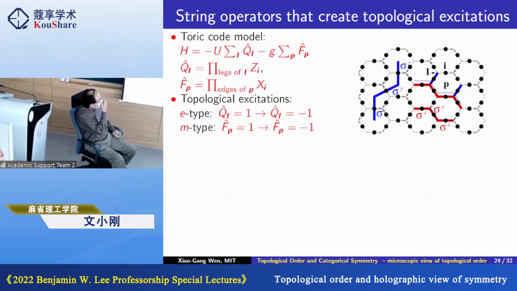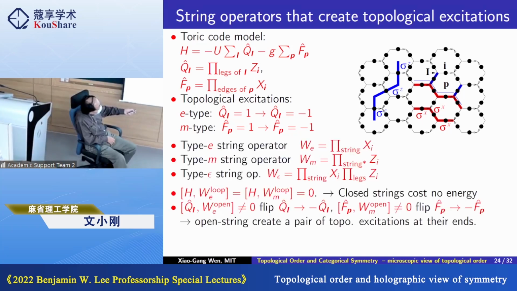So now I'll explain why we can never create a single excitation, a single F or Q flip. The reason is the following. To flip a Q, we need a string operator. That's the key. So let's describe that. The string operator is like this.